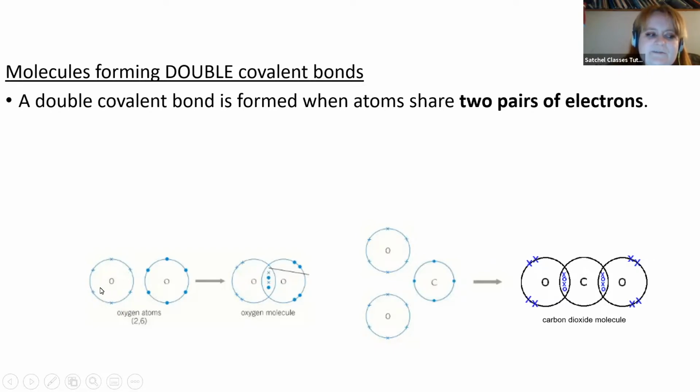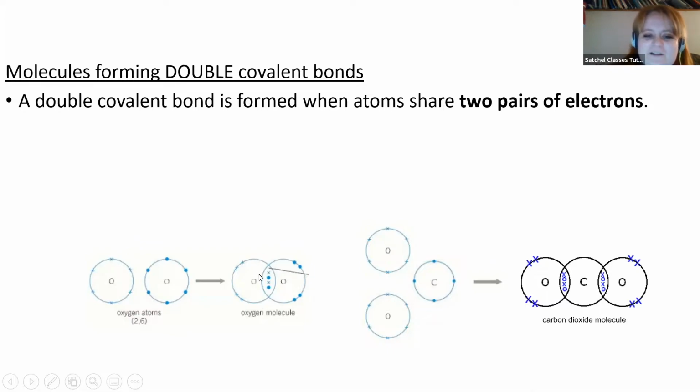So 6, they both want 2. Okay, so if they share 1 pair, they wouldn't have full outer shells. The easiest way of doing that is to actually share 2. They've got 1, 2, 3, 4 in this, 5, 6, 7, 8. Okay, and same over here. So in effect, they both have full outer shells. And in nature, oxygen actually does kind of float around like this in pairs, called O2, the O2 molecule. Yes, like the phone network.